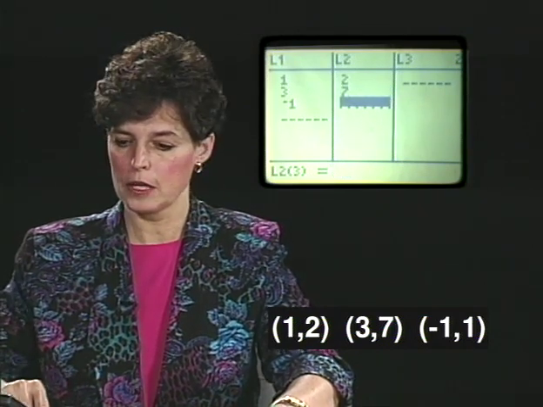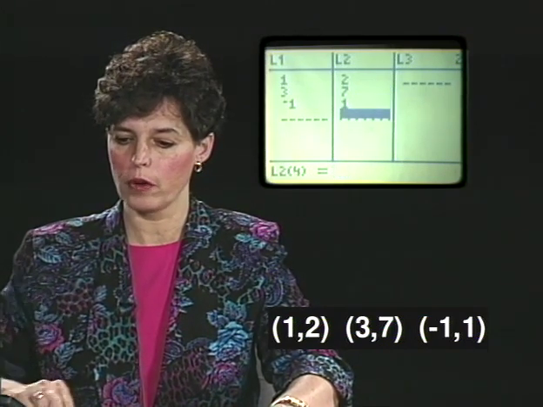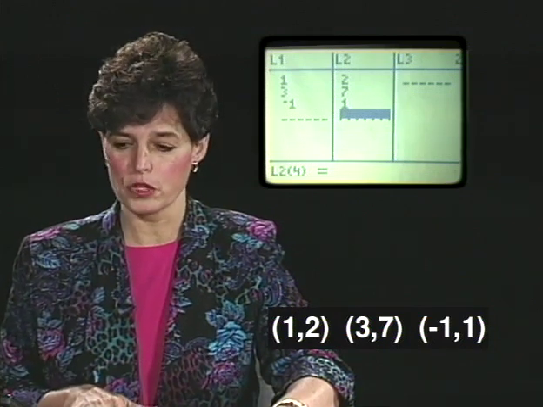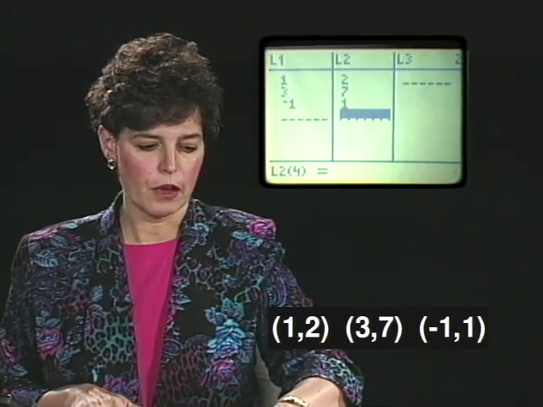And notice that it doesn't make any difference whether I use the down arrow or whether I use enter. I'm able to get all 3 of these ordered pairs entered in. Okay, now that they are there, I'm going to plot the ordered pairs by going to stat plot.